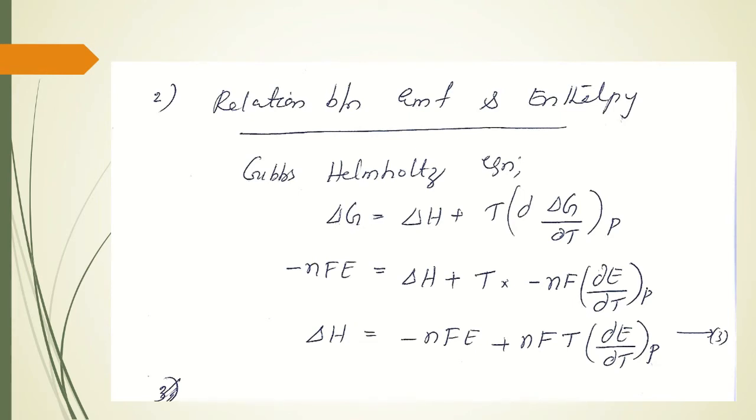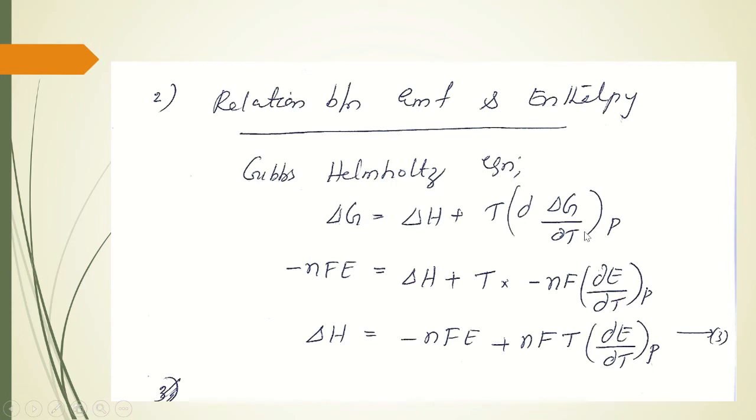Okay, next is the relation between EMF and enthalpy. So you have to take an equation which consists of the enthalpy term. That is the Gibbs-Helmholtz equation: delta G is equal to delta H plus T into d delta G by dT at constant pressure. But from the previous relation, we have seen that this d delta G by dT at a constant pressure is equal to minus nF dou E by dou T at P.